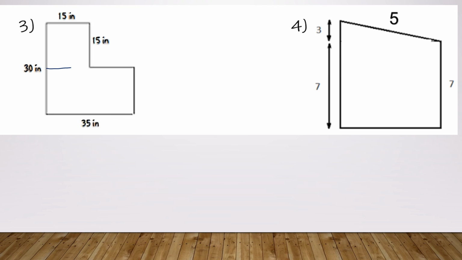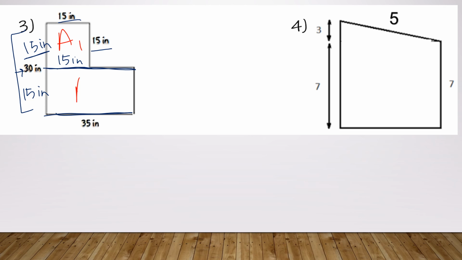So I'm going to draw a line here. If this is 15 here and this is 15 here, that means this is 15 and this is also 15. If the whole thing is 30, if this one's 15, that means this is 15. And then my side here and my side here are both 35. So area of the first one, area of the second one.